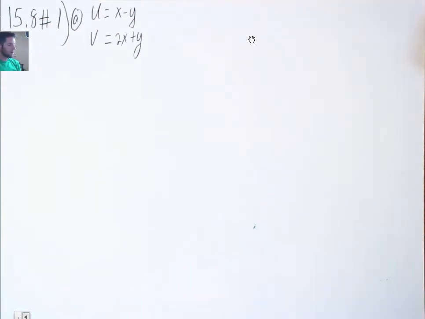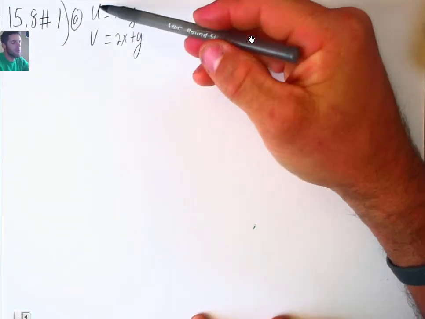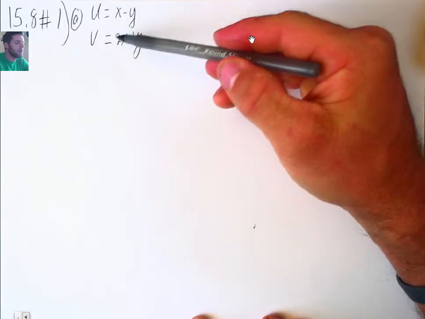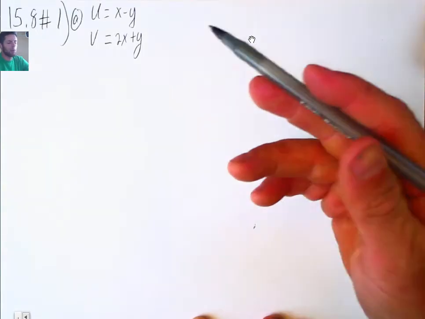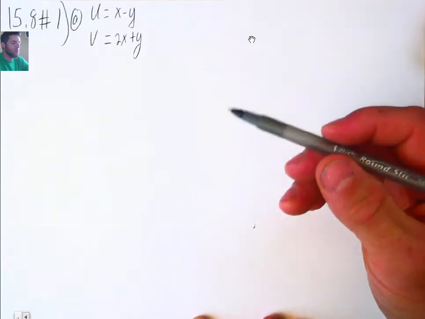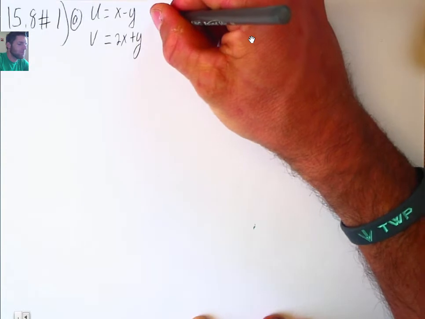15.8, number 1, part A. You start out with a system of equations: u is x minus y, v is equal to 2x plus y. You're meant to reverse this to get x is equal to some expression involving u and v, and y is equal to some expression involving u and v.